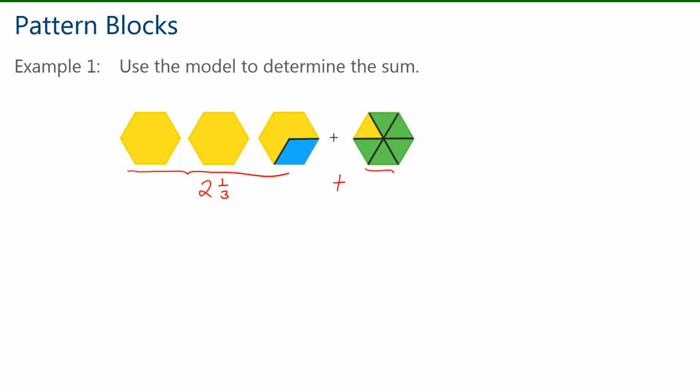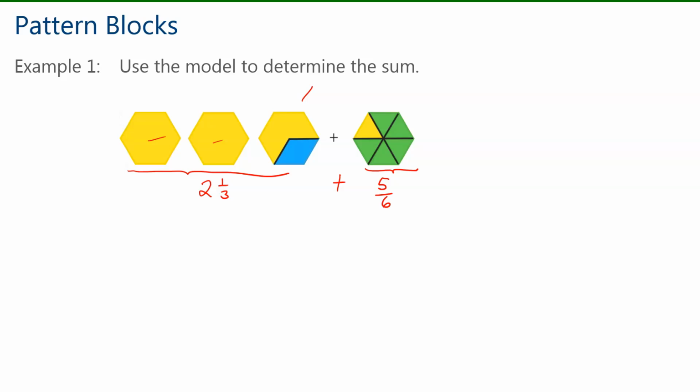What am I adding on? Well, I don't have a complete hexagon filled in over here, but that's okay. We can add mixed numbers and proper fractions. And the 5 triangles, well, that represents, as we know, 5/6. So what we're adding here, 2 1/3 plus 5/6. So I definitely know I'm going to have at least 2 wholes in my answer.